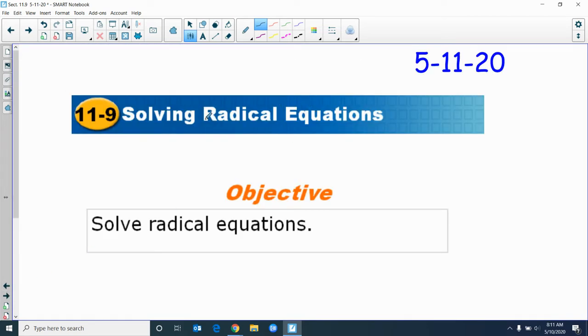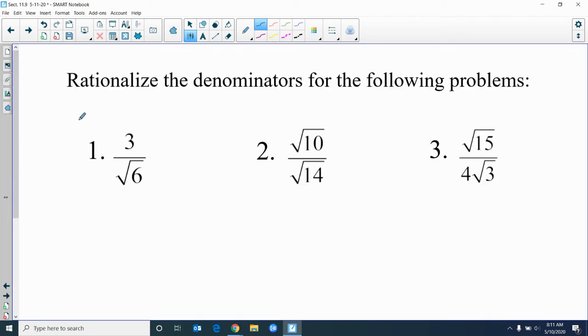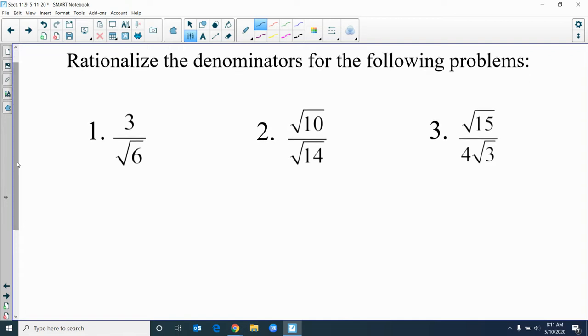All righty. We're going to solve radical equations. The guided notes, hopefully you printed those off. Before we get into that, just a real quick review of getting rid of or dividing with radicals.